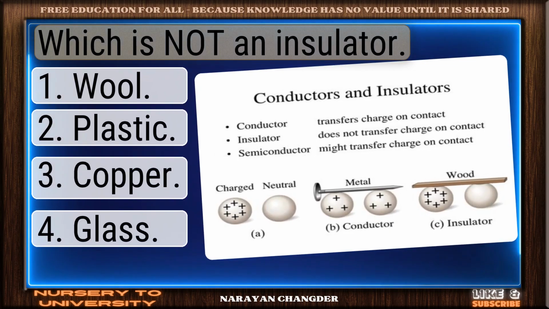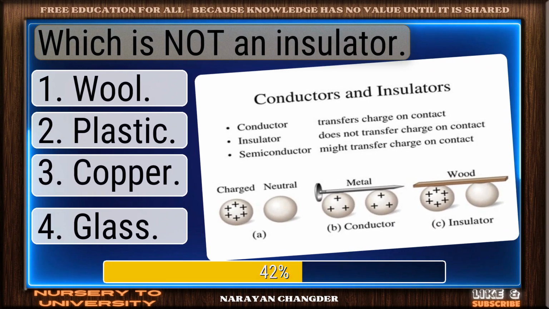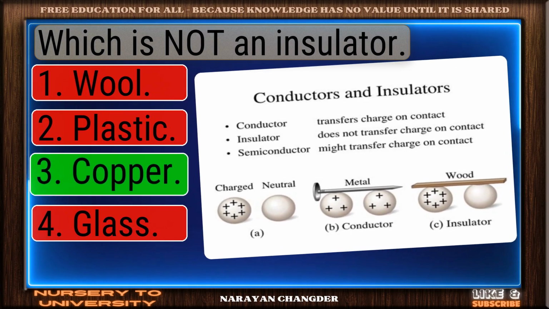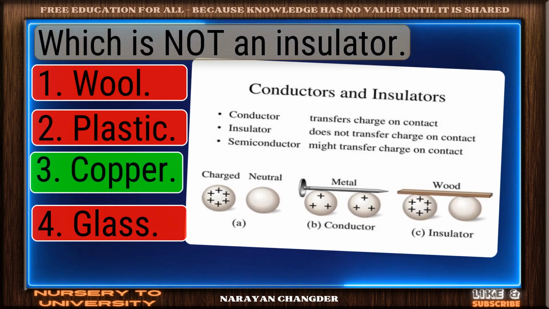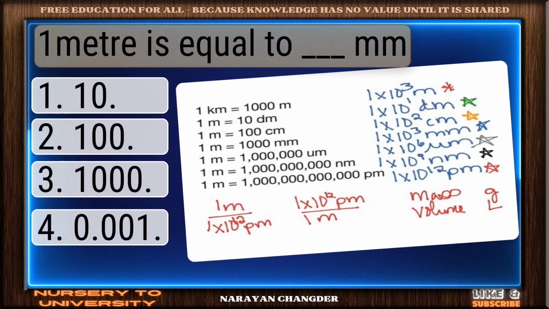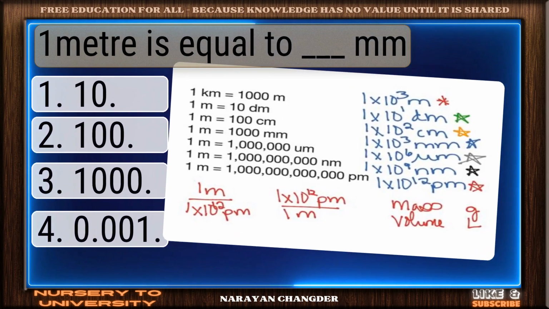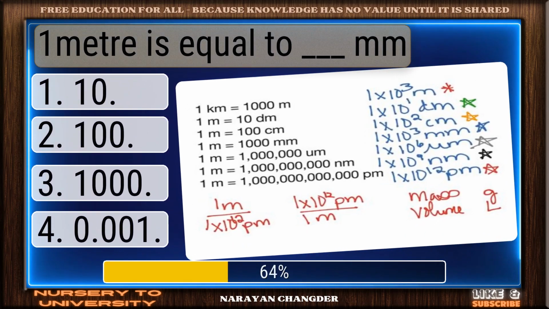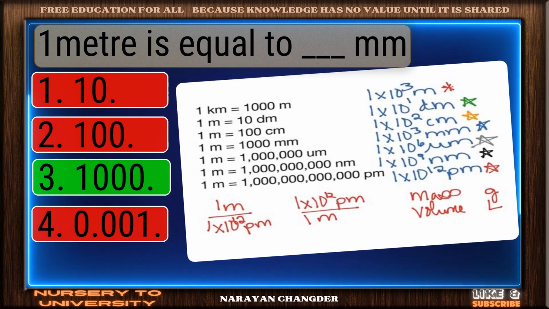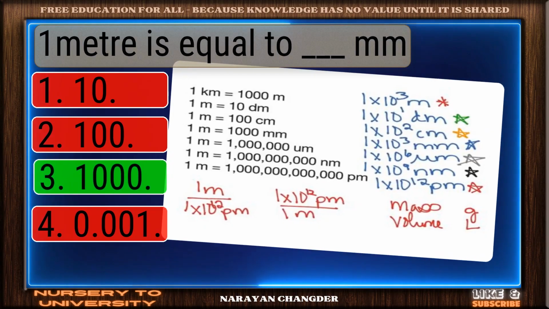Question number 238. Which is not an insulator. Correct. Copper is the right answer. Question number 239. Meter is equal to dash mm. Strong choice. 1000 is the right answer.